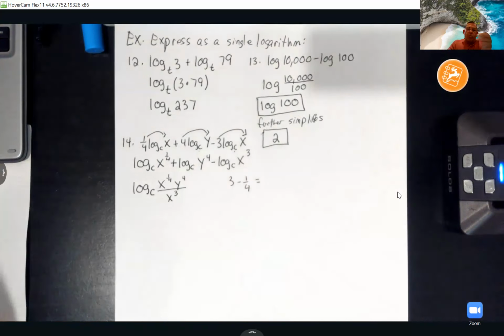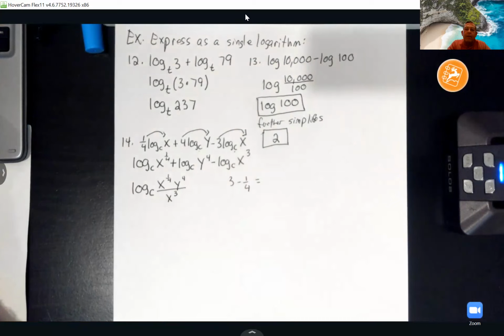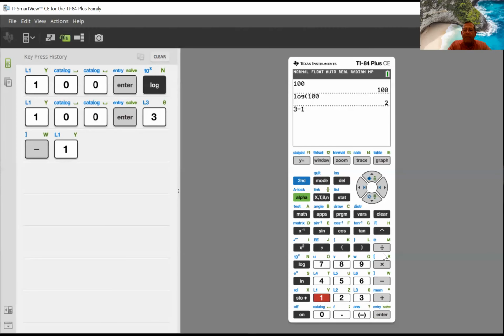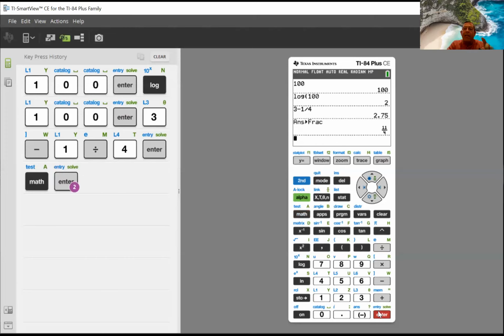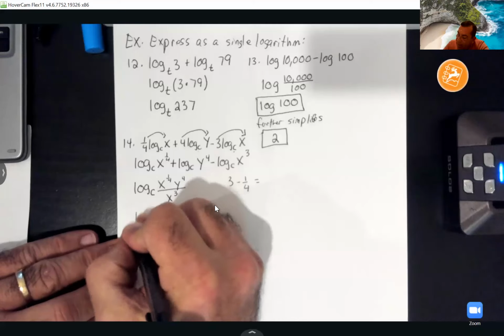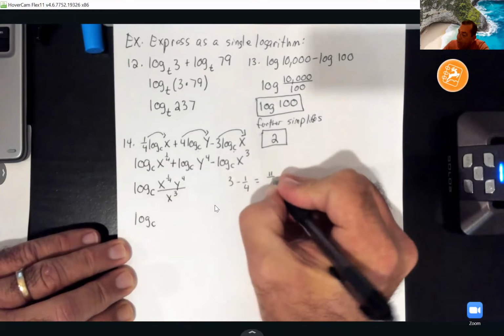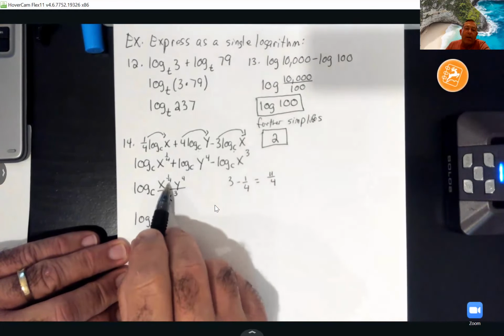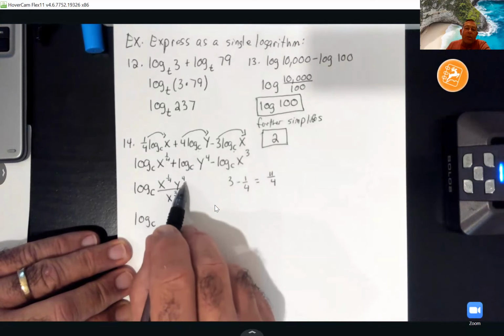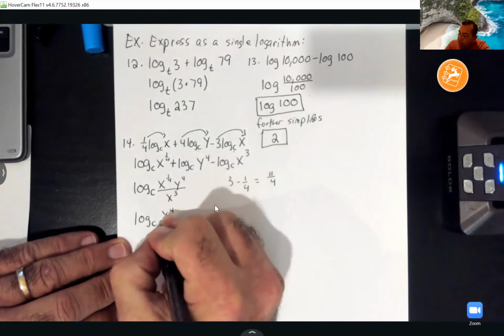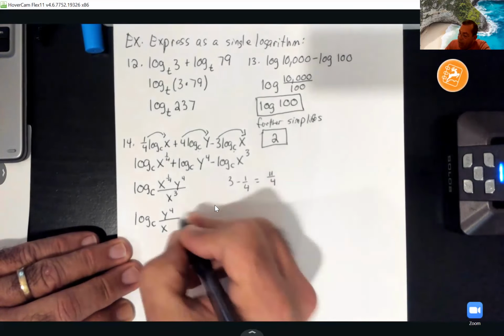All right, so let's see. 3 minus 1/4. Hey, we got a calculator, right? So 3 minus 1 divided by 4. Now remember, I'm going to get a decimal at first, but I'm going to hit math and enter twice and turn that into 11/4. So that means I got my log base C. So that gave me 11/4. The X on top is gone because when we subtracted exponents, since the bottom was bigger, that's the only place the X will be. So the only thing left on top will be the Y to the 4th. On bottom will be the X to the 11/4.